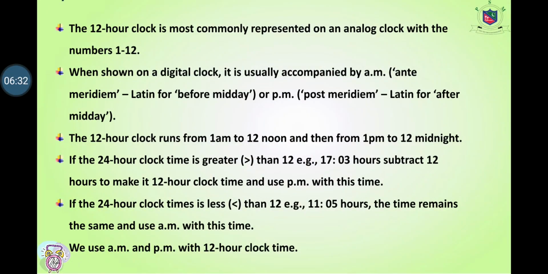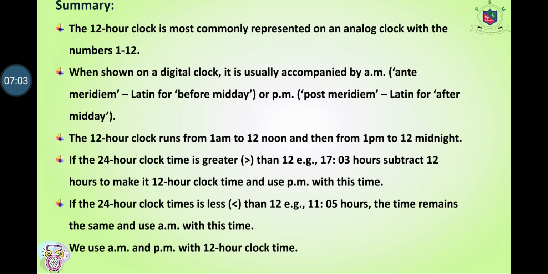Now, let's summarize our lesson. The 12-hour clock is most commonly represented on an analog clock with the numbers 1 to 12. When shown on a digital clock, it is usually accompanied by AM. AM is used for ante-meridiem, and it is a Latin word meaning before midday. PM stands for post-meridiem. It's also a Latin word meaning after midday.